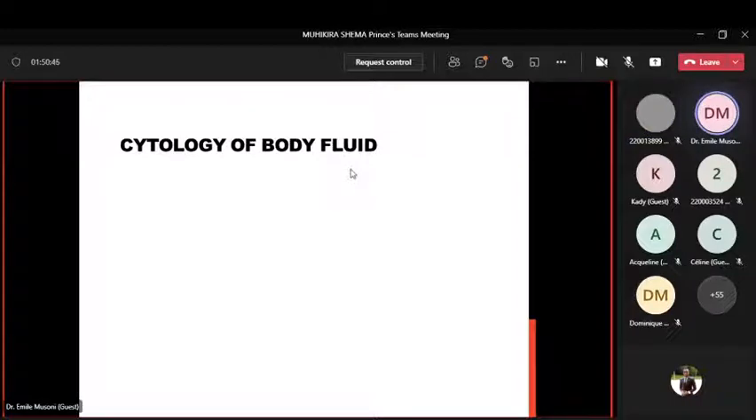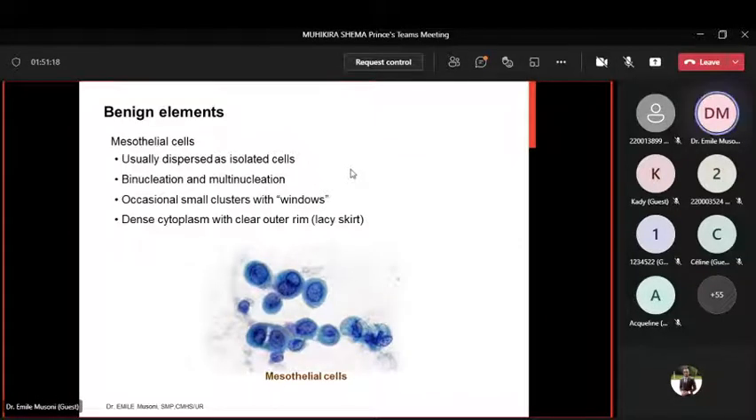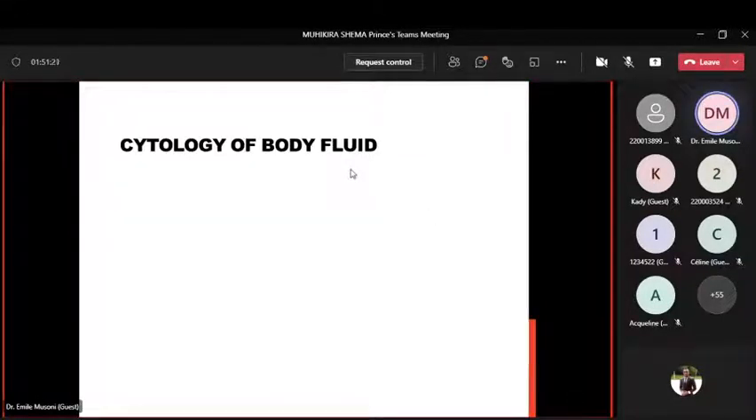Is it clear? Is it clear, the difference between exfoliative and non-exfoliative? Yeah, it's clear. Okay. Another question about the FNA? So if there's no question, let us see the cytology of body fluid.